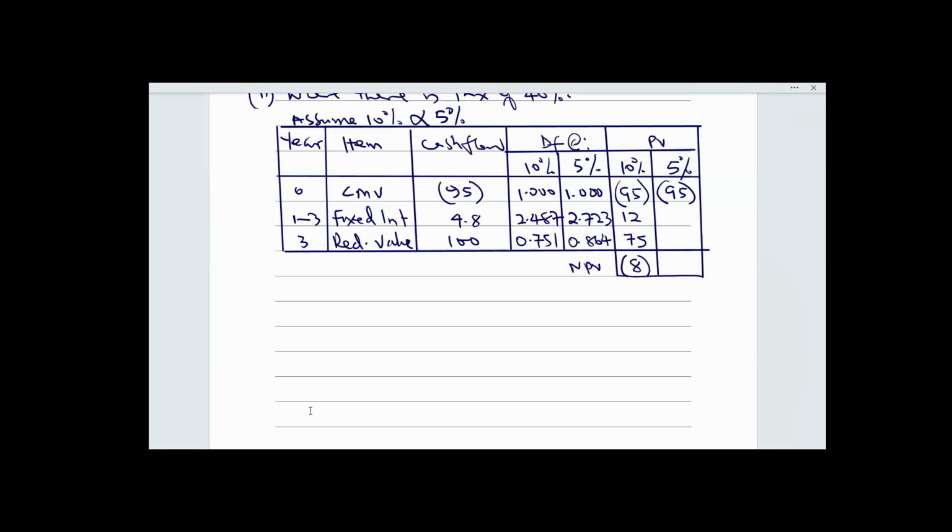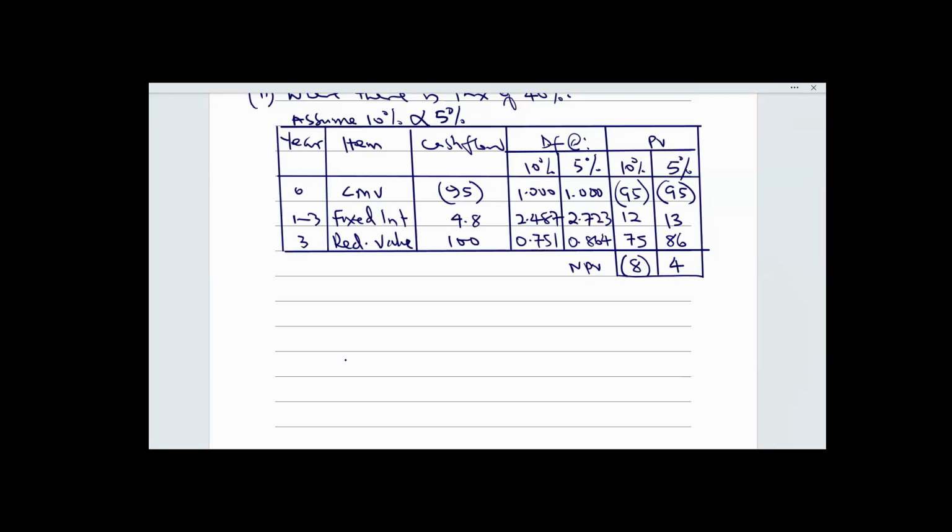Okay, so let's multiply. 4.8 multiplied by 2.723 equals 13.07, rounding 13. Then 100 multiplied by 0.864, that's 86. 86 plus 13, that's 99, minus 95, positive 4.